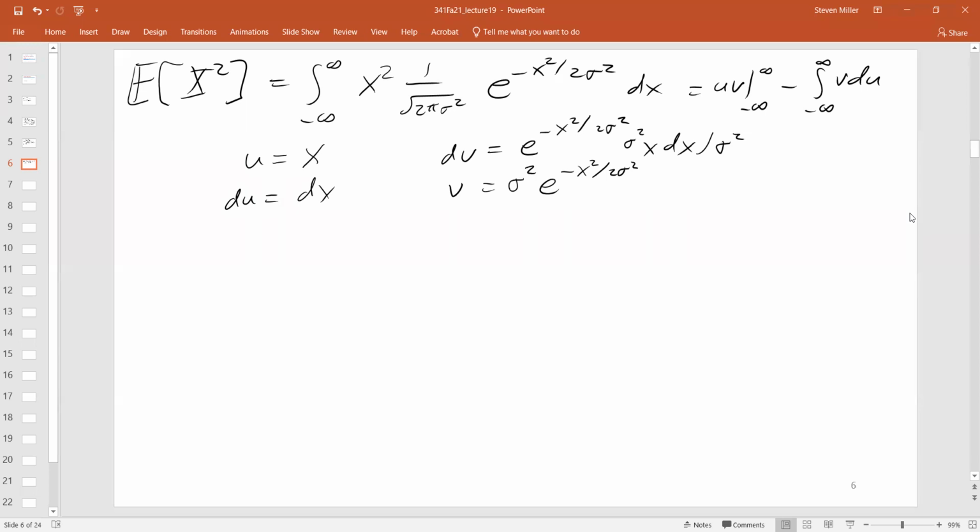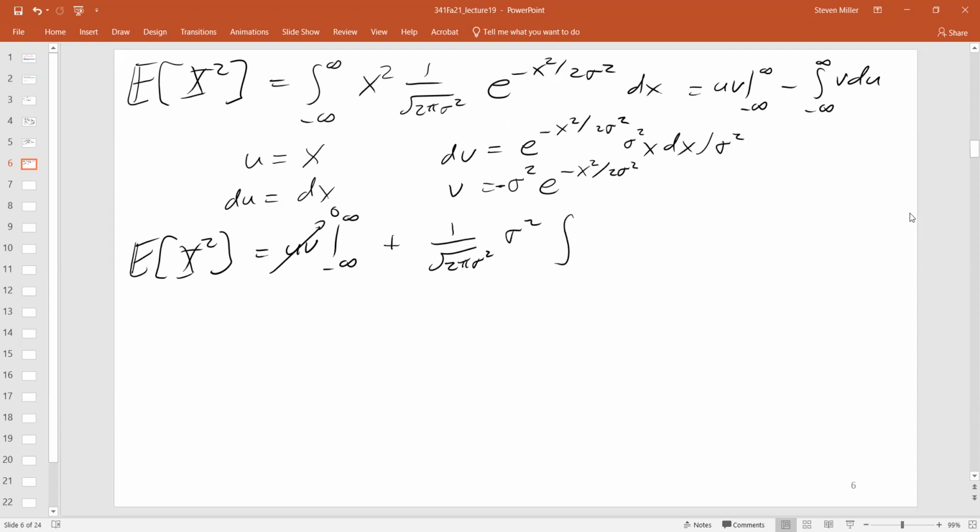When I look at the boundary term, uv at infinity, you can see that while u is getting large, v is getting extremely small, so the boundary term vanishes. So the expected value of x squared is going to be the uv at -infinity to infinity, which is just going to go to 0. And then, whoops, I forgot the minus sign over here. And then that minus and the minus in the integration by parts reinforce, and we'll get a plus 1 over square root of 2 pi sigma squared coming out, integral from -infinity to infinity, e to the negative x squared over 2 sigma squared dx.